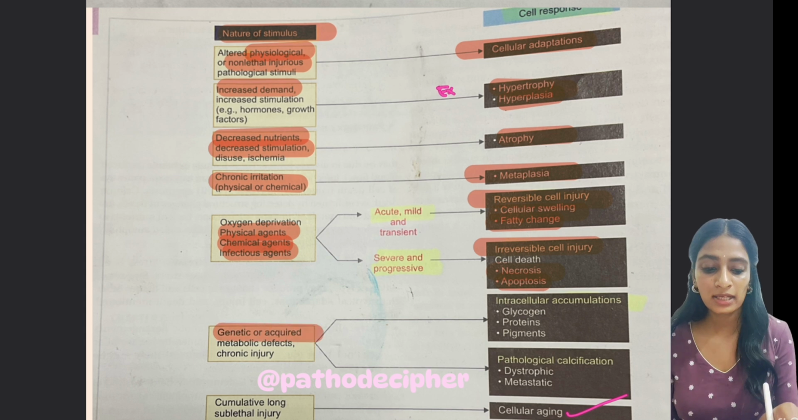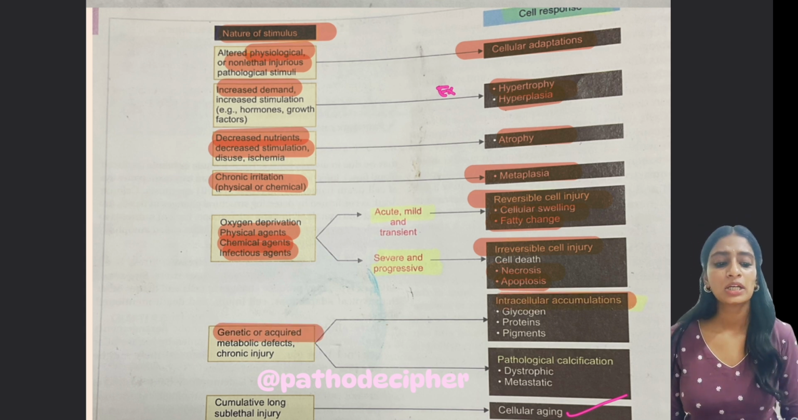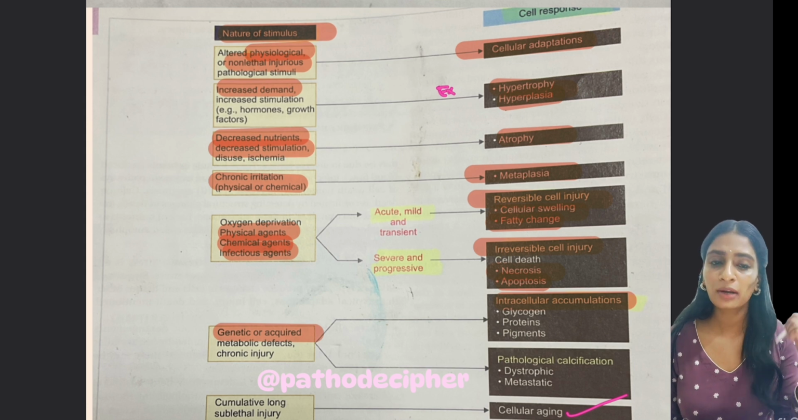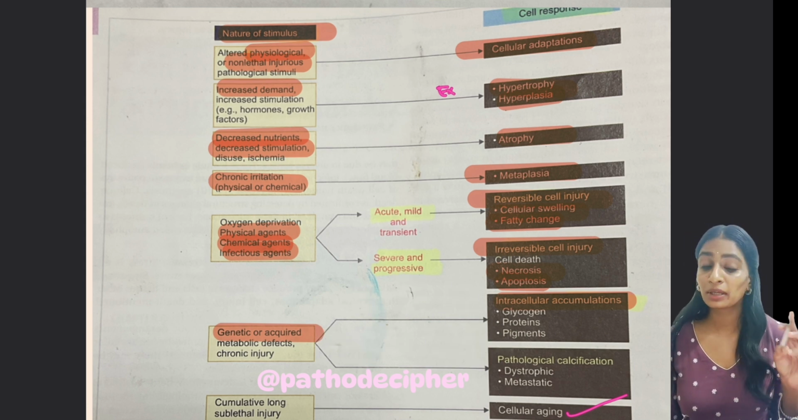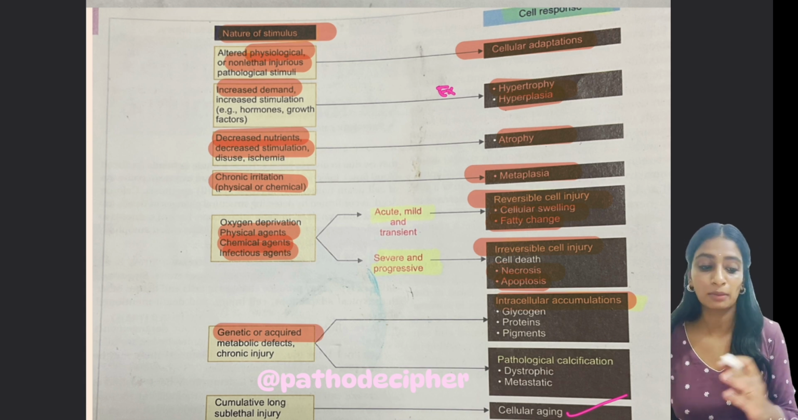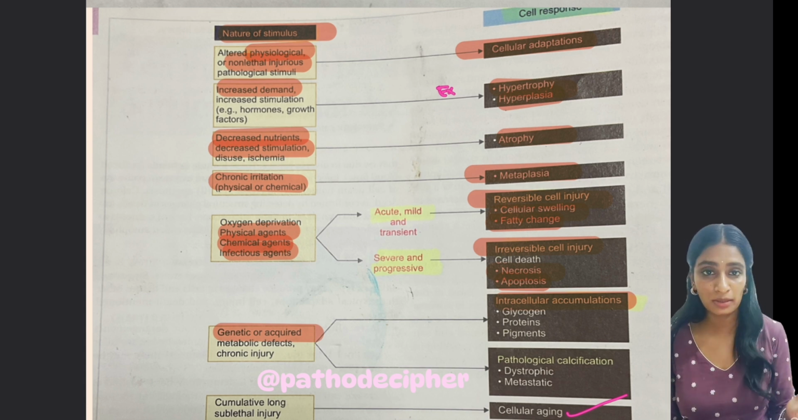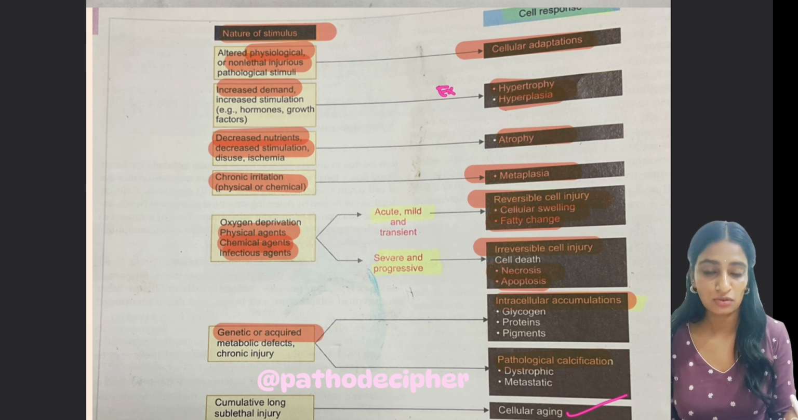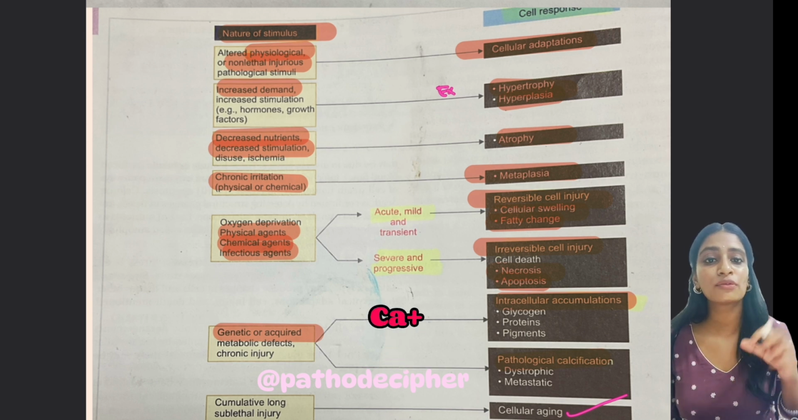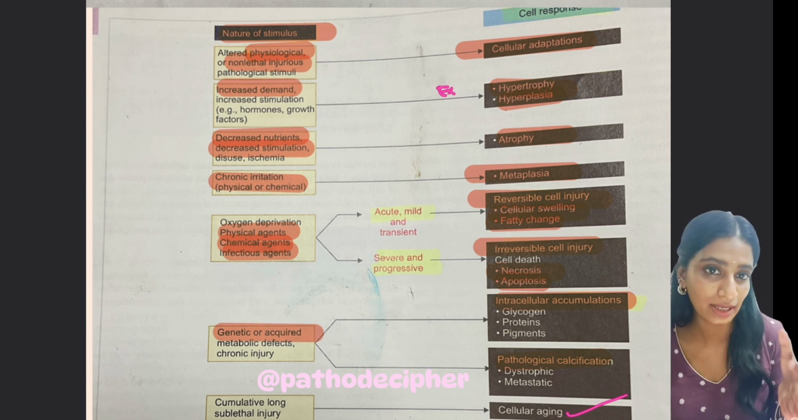And the next one is genetic and acquired causes. If there is any defect in metabolism, it will lead to intracellular accumulation or pathological calcification. What intracellular accumulations can happen? It can be glycogen storage disease, proteins, accumulation of pigments, and so on. And the next one is pathological calcification. Calcification means the deposition of calcium salts, right?